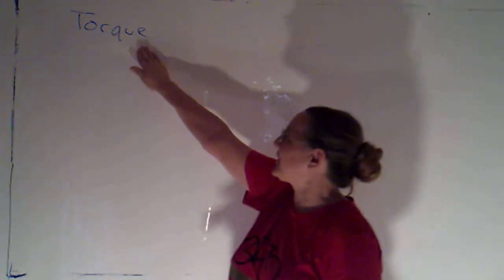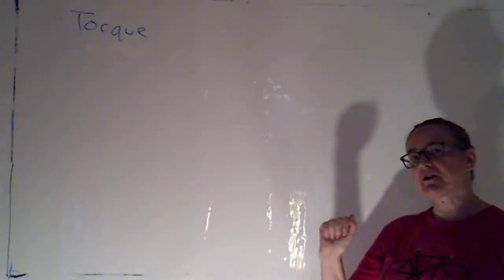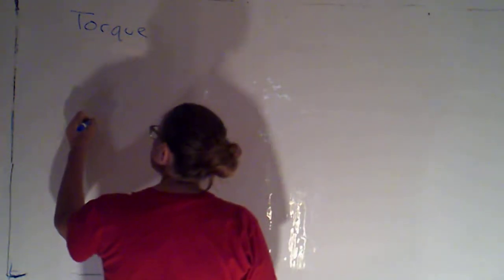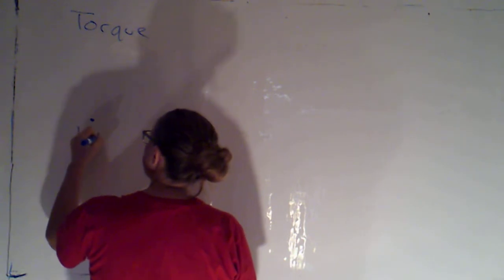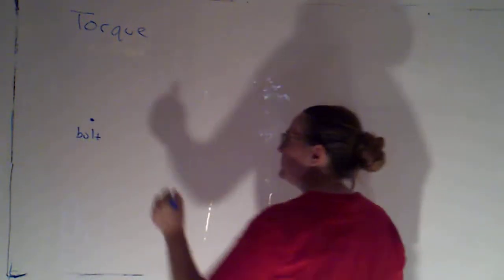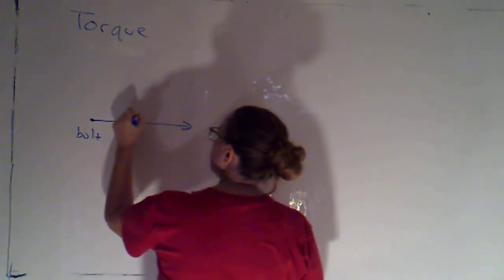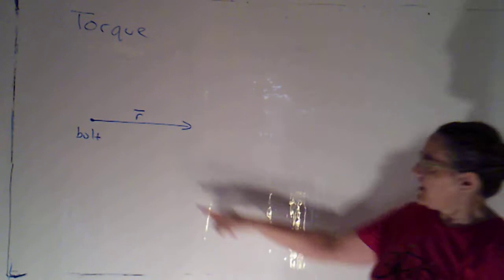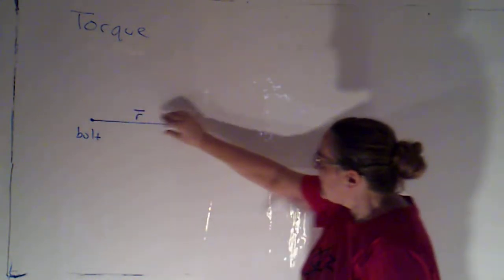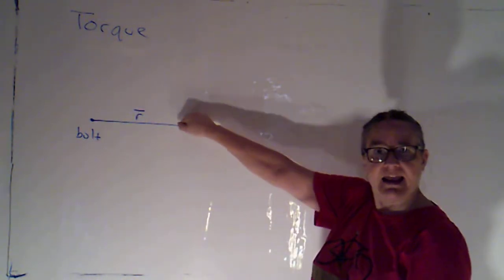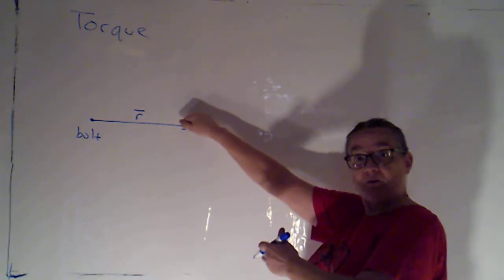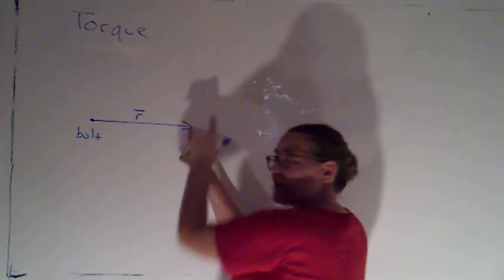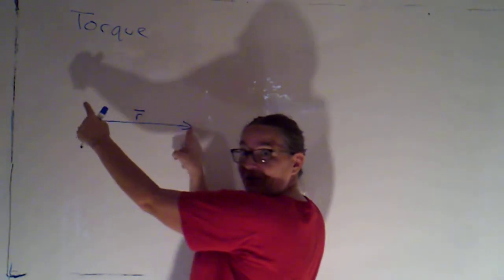Okay, torque. That's going to be when we have a force that's causing something to rotate. So here's the scenario. Let's suppose I have a bolt here, and I'm going to try to turn that bolt by using a wrench. I'm going to let the R vector represent the wrench. I'd attach the wrench to the bolt here, but then the wrench would extend out here, so I'd have my hand at the end of the wrench, and that's where I'd be applying a force. So I'm applying a force over here to try to affect an object that's over here.